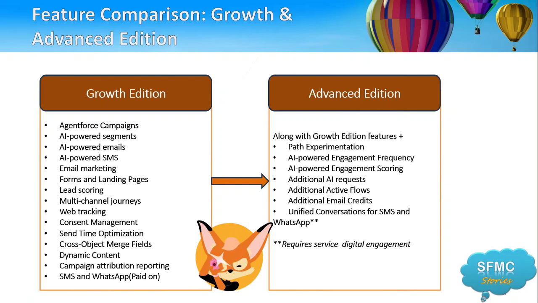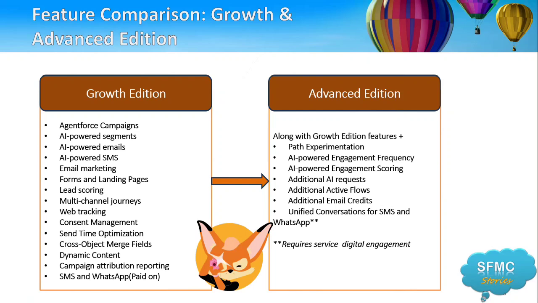As you can see here on the slide, path experimentation. If you are from a Marketing Cloud Engagement background, you know what path experiment is. You might have seen this in Journey Builder. That type of path experimentation is also possible in Advanced edition, which is not possible in Growth edition. Then AI-powered engagement frequency and engagement scoring, these are again additional Einstein capabilities, or AI capabilities, available within Advanced edition, which are not available in Growth edition.